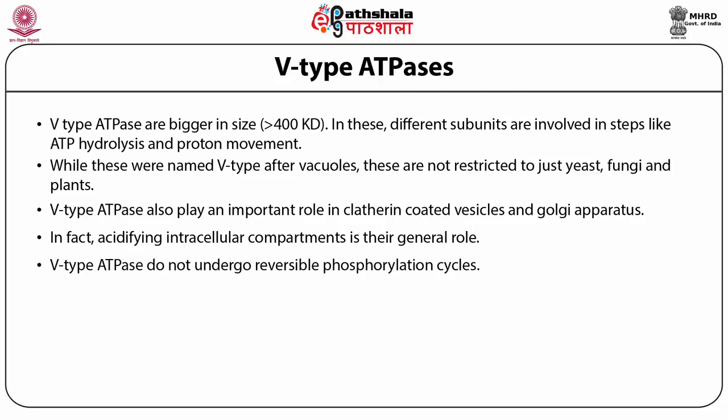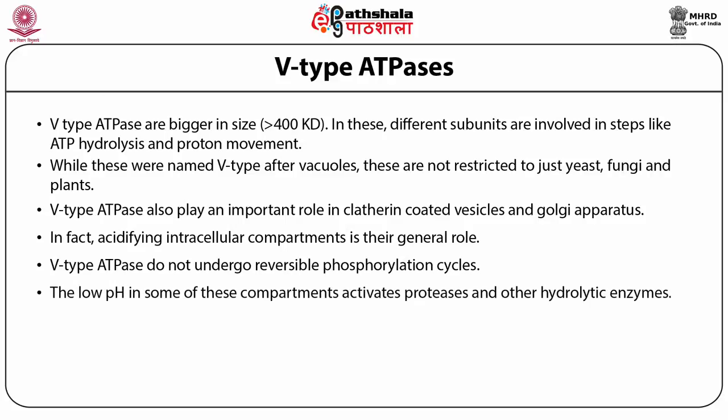V-type ATPases do not undergo reversible phosphorylation cycles. Thus, absence of inhibition by vanadate ion is a good way to distinguish between P-type and V-type transporters. The low pH in some of these compartments activates proteases and other hydrolytic enzymes. The transmembrane domain V0 is a proton channel. The peripheral domain V1 has ATPase activity. The V-type ATPases are closer to F-type ATPases.